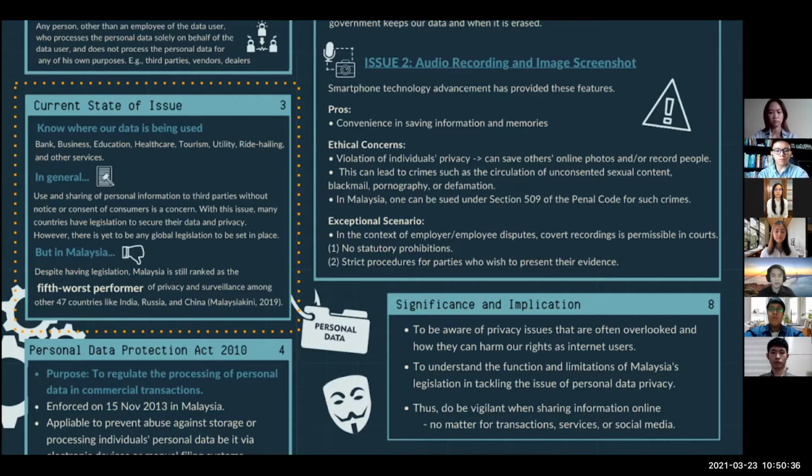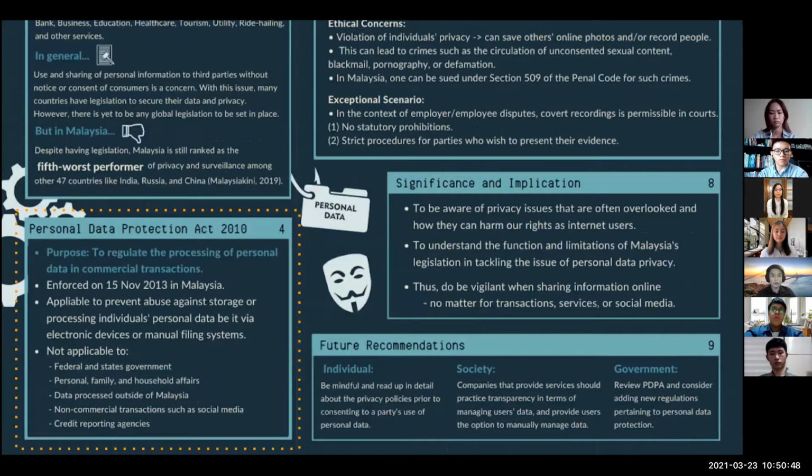Nevertheless, according to Malaysia Kini, Malaysia is ranked as the 5th worst performer of privacy among other 47 countries like India or China. Moving on to the next section, PDPA stands for Personal Data Protection Act 2010, whereby this act aims to regulate user data in commercial transactions in Malaysia. PDPA is enforced on 15 November 2013 in Malaysia.